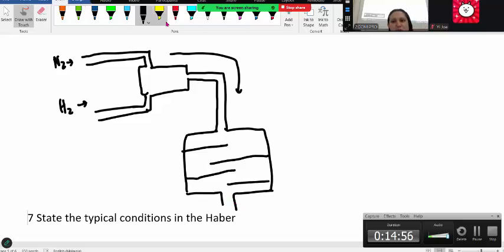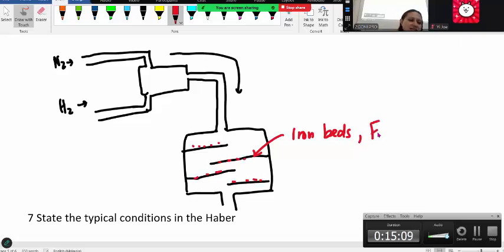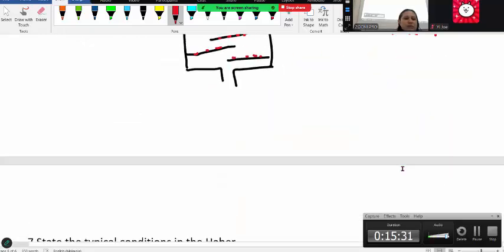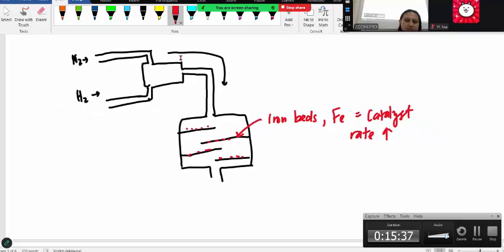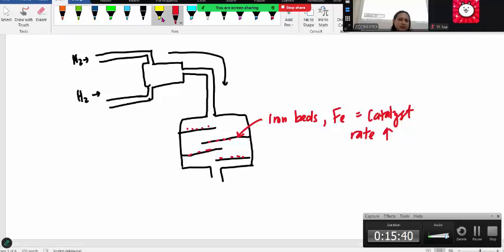So the first thing they need to do is they use iron beds. Why do they use iron beds? These beds have iron. Iron is a catalyst, and this catalyst is specifically for the Haber process. The catalyst does not change the yield, but it makes the rate higher. It increases the rate. I want the ammonia to be made very, very fast, and I also want the ammonia to be made at high yield. So the first thing I do is put a catalyst.